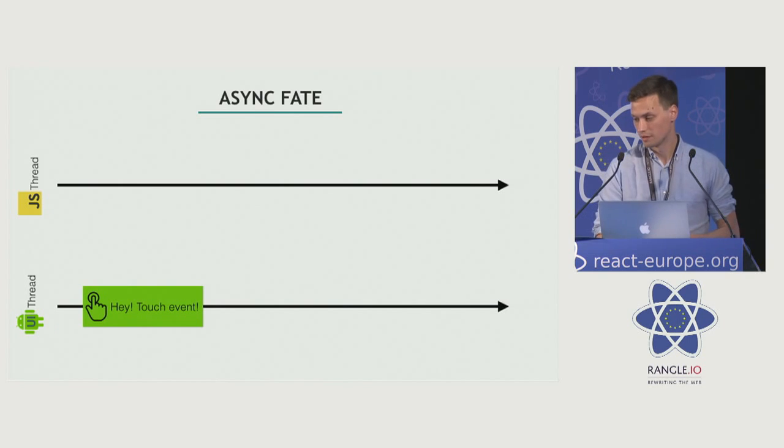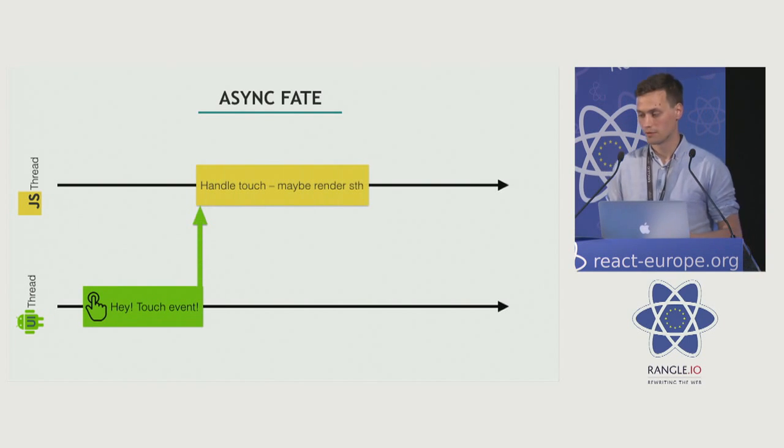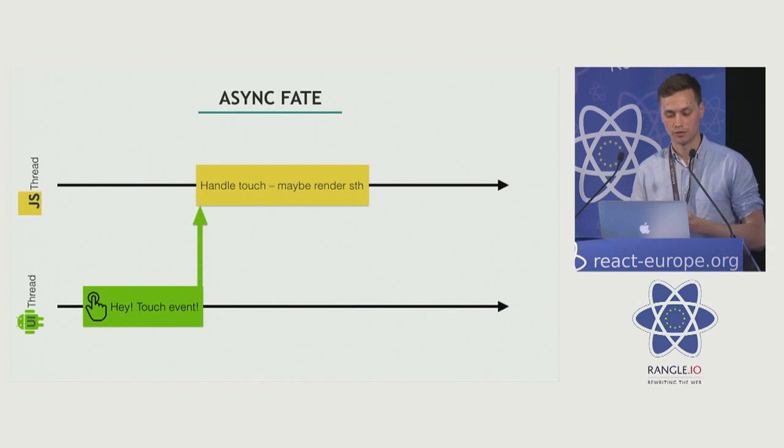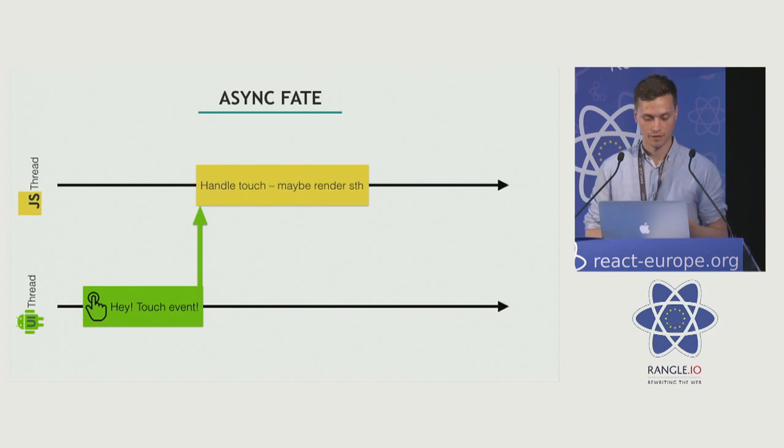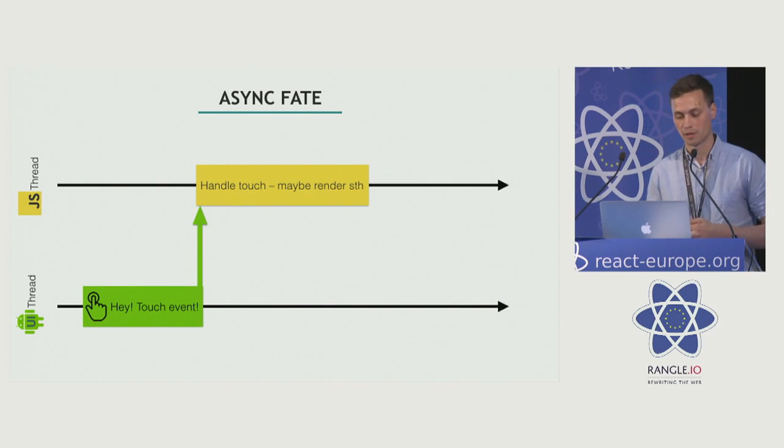So we have a gesture that happens in the native thread, and when it happens, we send information to JavaScript that, hey, there is an event, and you might want to do something about it, right?